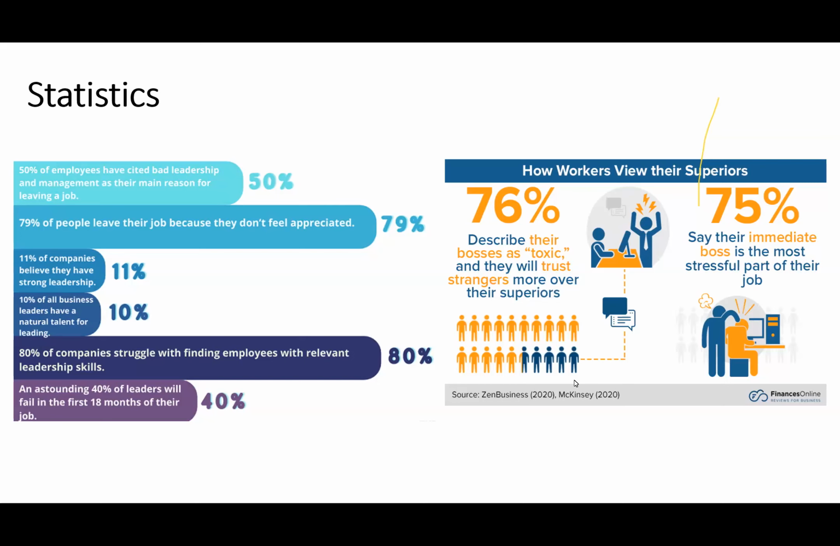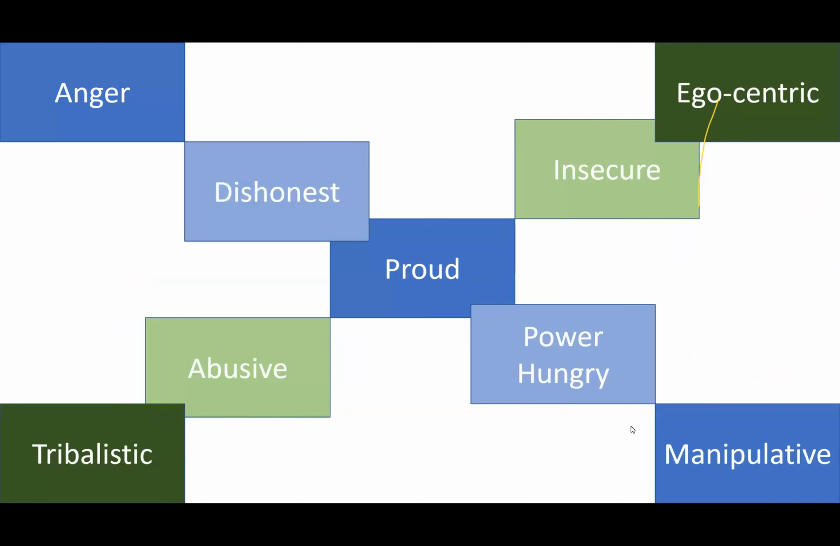They are power hungry, proud people, angry people, dishonest people, insecure people, full of their ego, power hungry, abusive, tribalistic, manipulative. Trust me, I'm 53 years old. I know what I'm talking about.